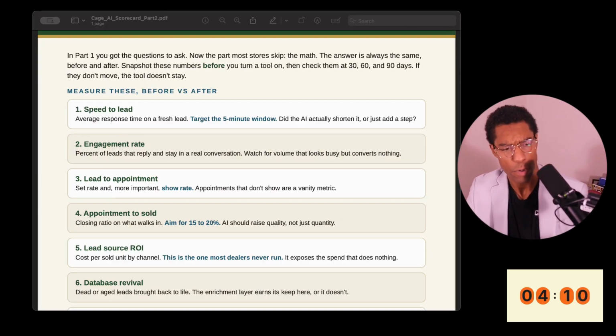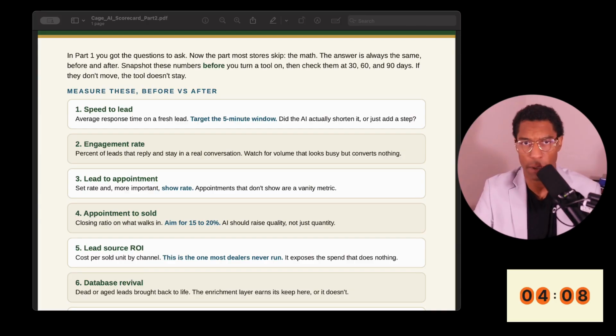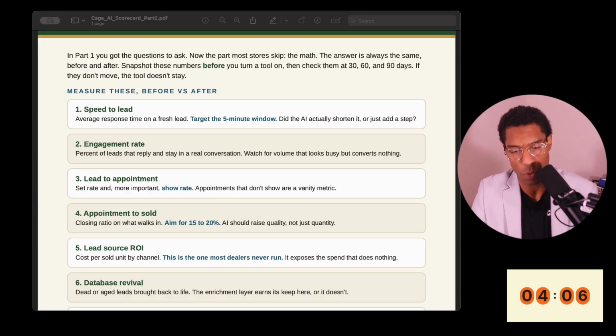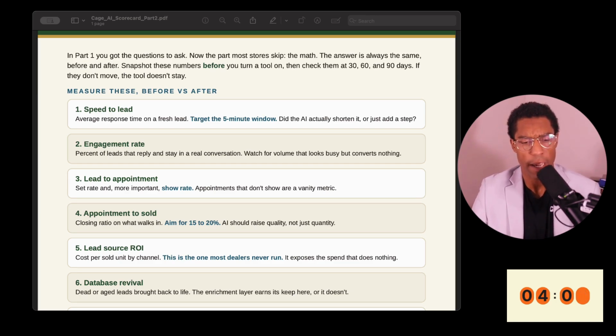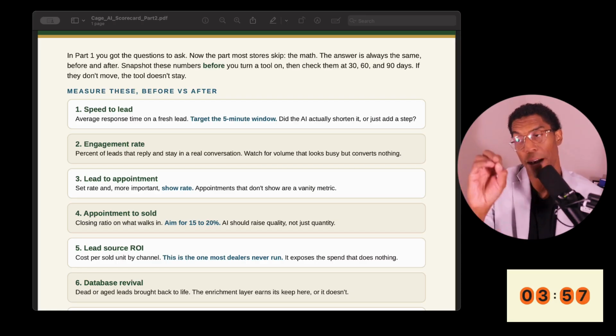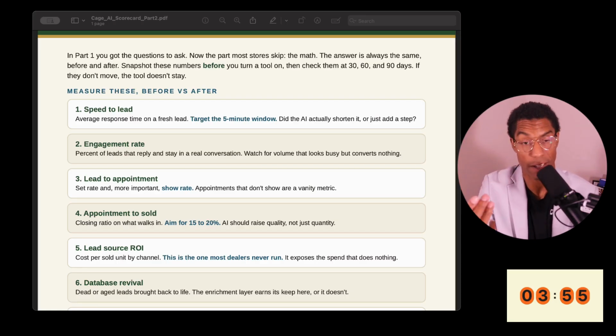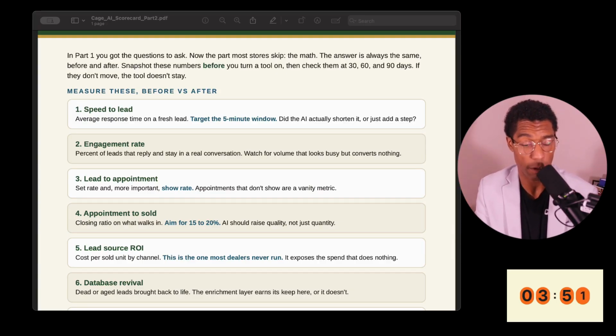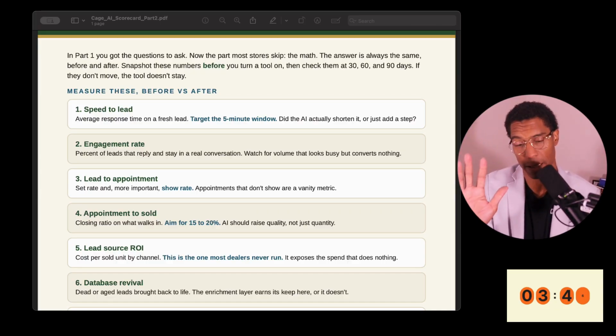I think normally if you talk to some of the big players in the space, this is the biggest one that they're always tackling, and rightfully so, because it's not even about how quick you get to a customer now, it's actually about how quick you can get two-way communication. So in my opinion, yes, speed to lead, average response time on a fresh lead, target 5 minutes, that's great. Every AI company should be able to tackle this.